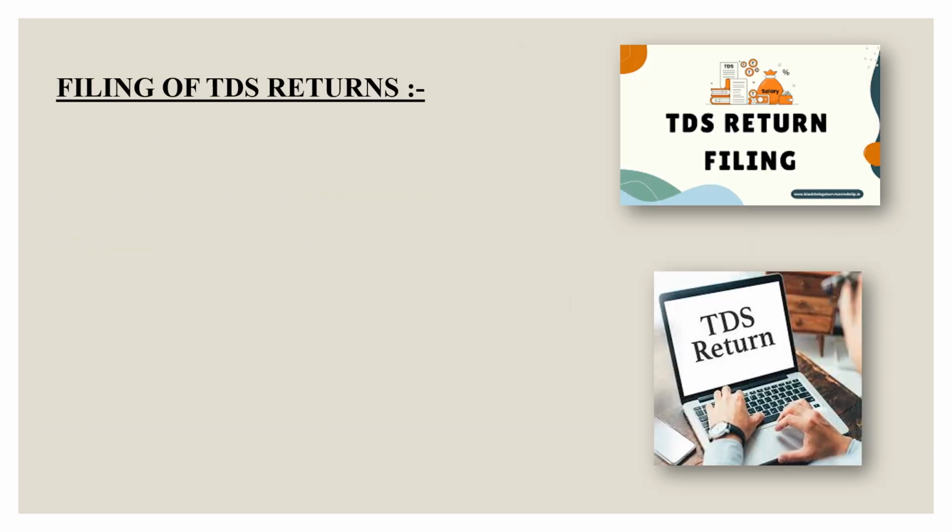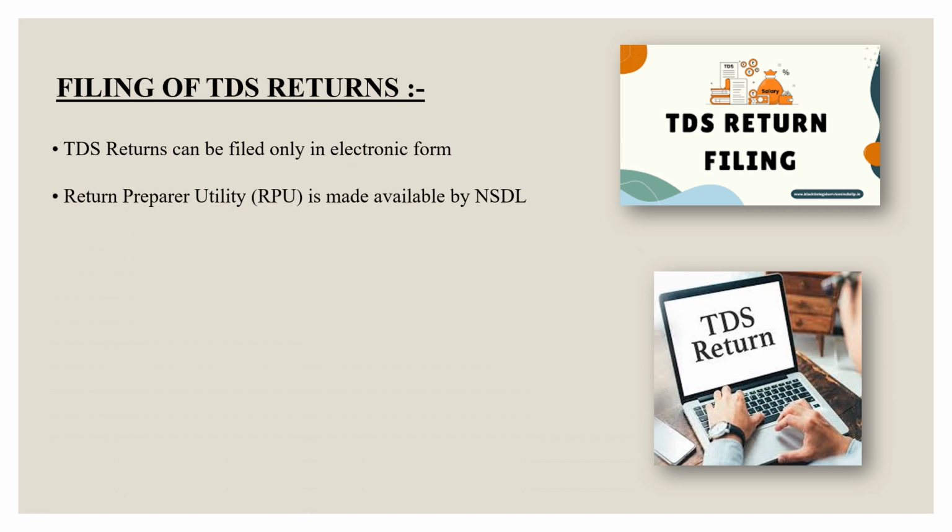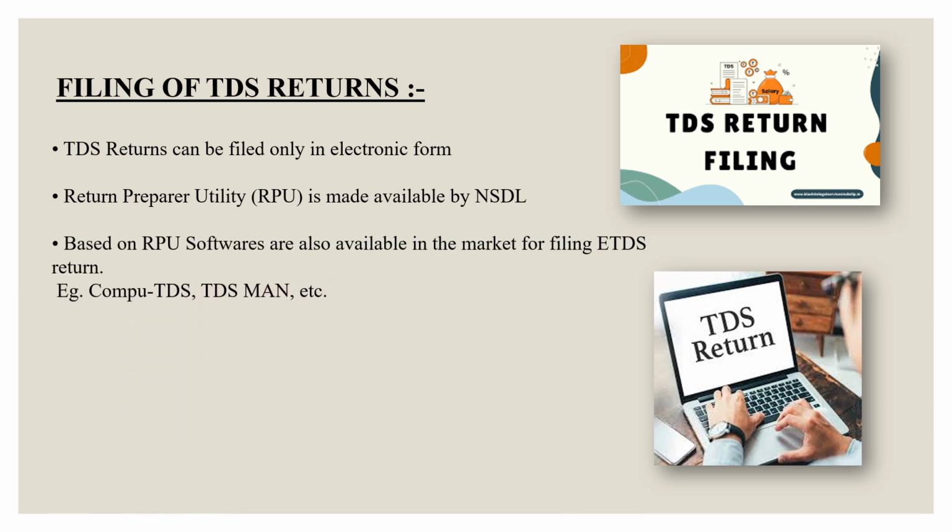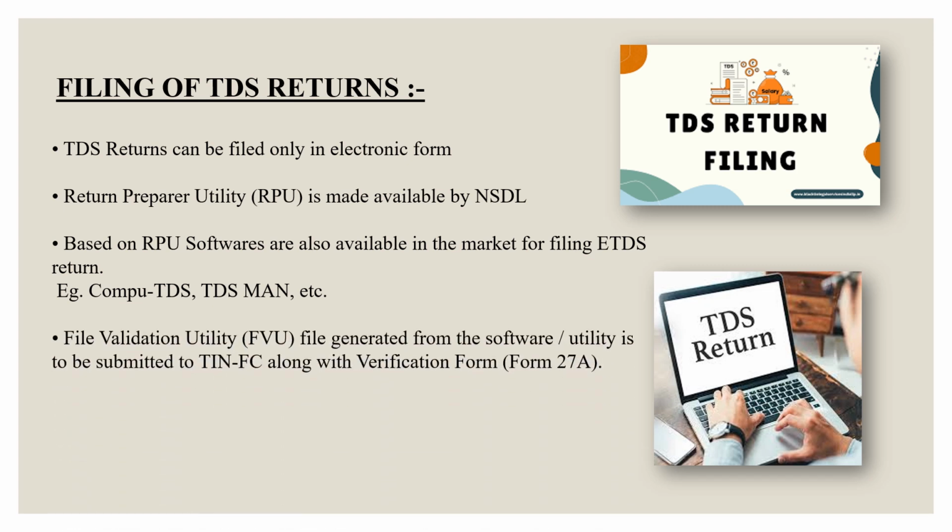Filing of TDS returns. TDS returns can be filed only in electronic form. Return Preparer Utility, RPU, is made available by NSDL. Based on RPU, softwares are also available in the market for filing eTDS returns, for example CompuTDS, TDS Man, etc. The File Validation Utility, FVU, file generated from the software or utility is to be submitted to TIN-FC along with the verification form, Form 27A.